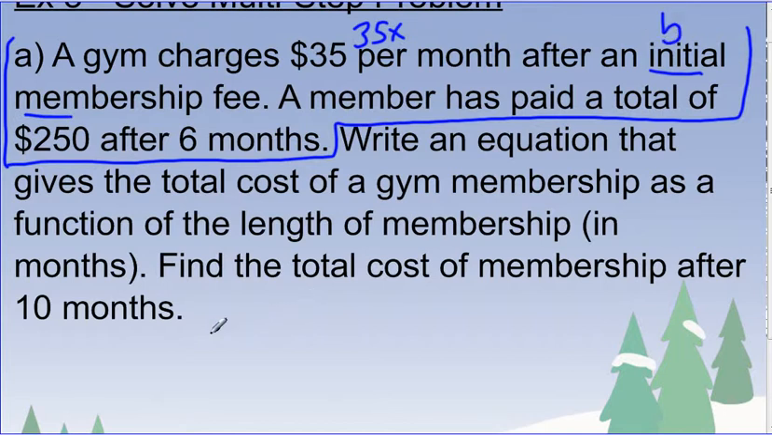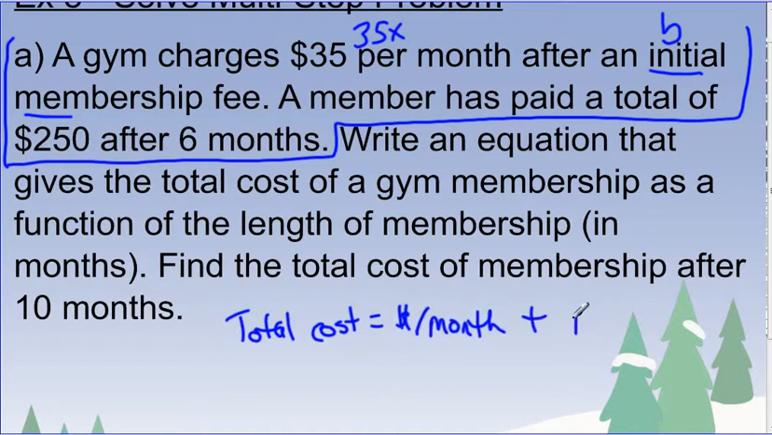Think about this. If we write a verbal model, total cost equals dollars per month plus fee. I mean, that's everything you have to pay for. You have to pay the dollars every month plus that initial membership fee. Well, we know this is going to be 35x plus, we don't know what this is. That's why I'm calling that B. And that's our total cost. We'll call it a C. So that's what I got from my first sentence.